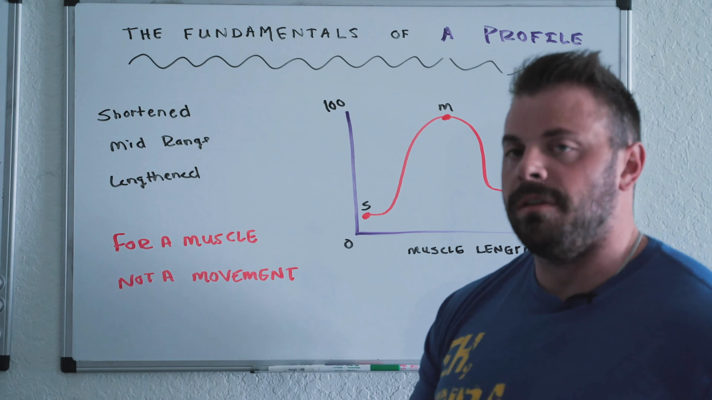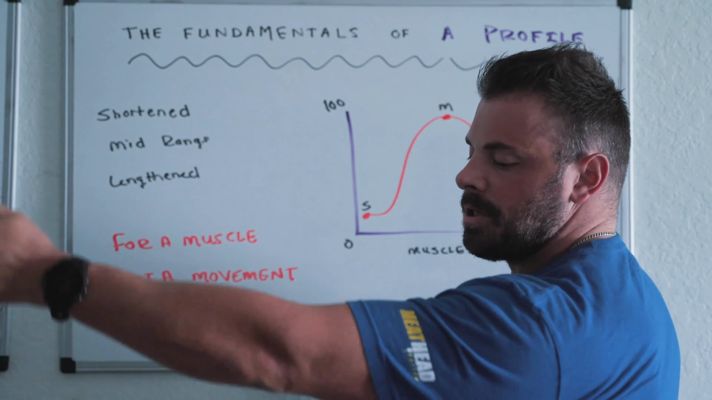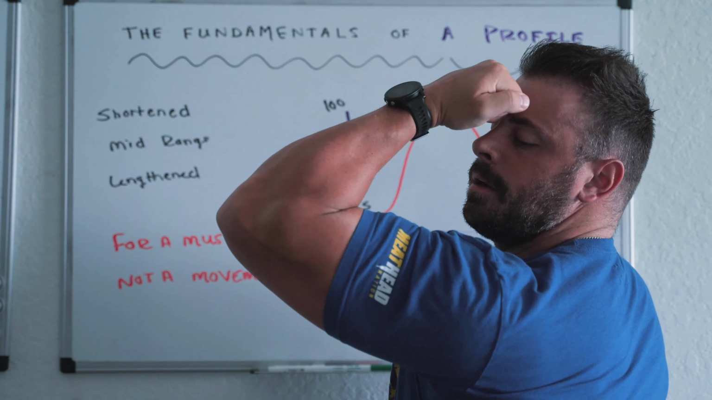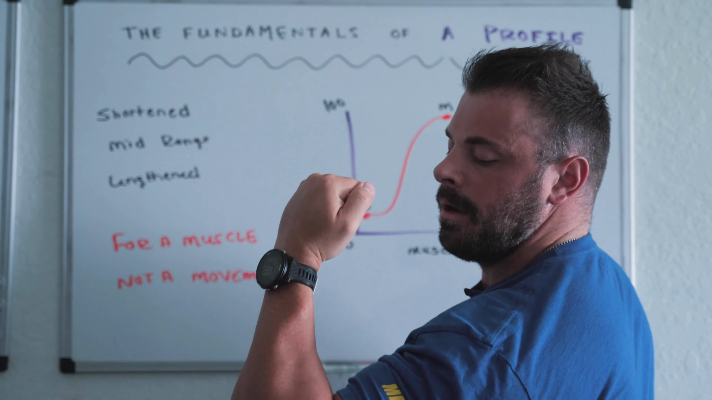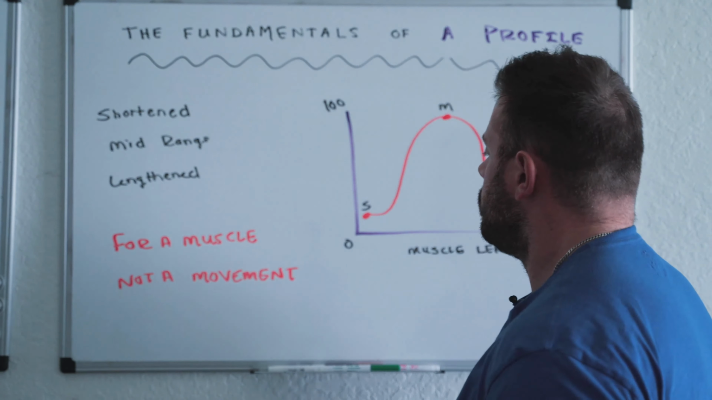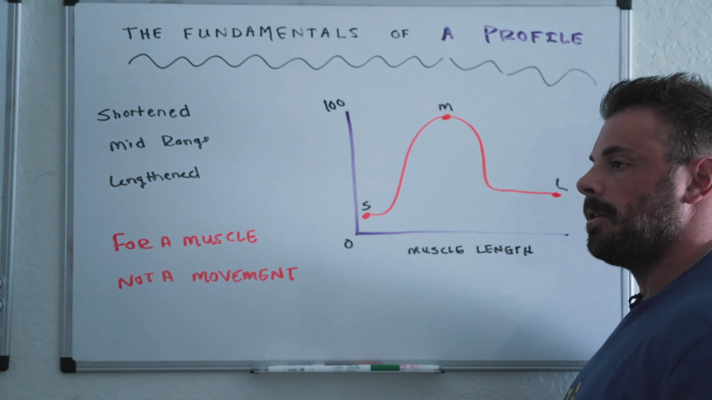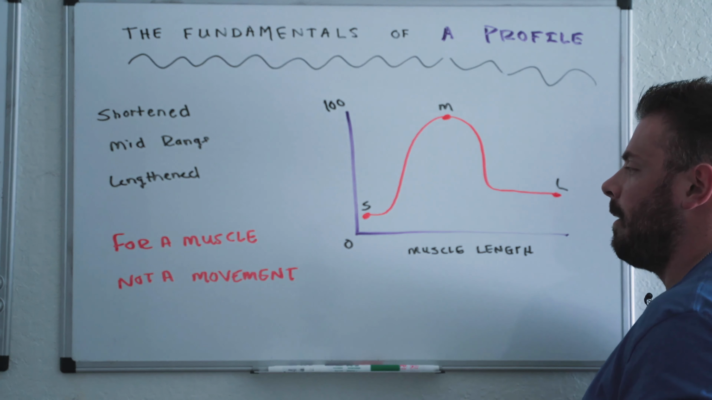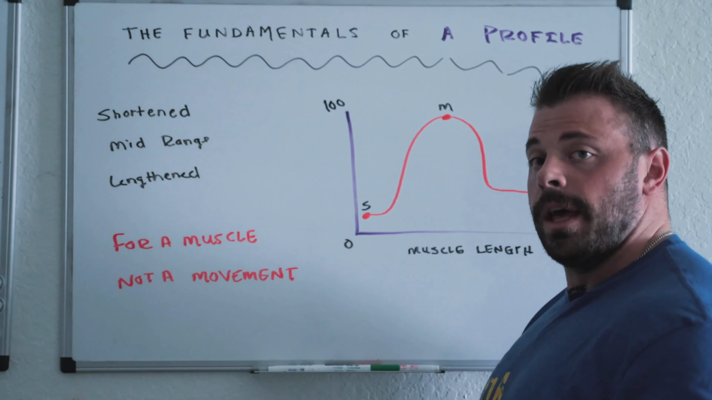And to give you guys a little bit of a visual demonstration, the shortened position for my bicep would be here, its middle range would be here, and its lengthened position would be here. What can I expect to get from a force production or tension production standpoint when I'm in these different muscle length ranges of motion?